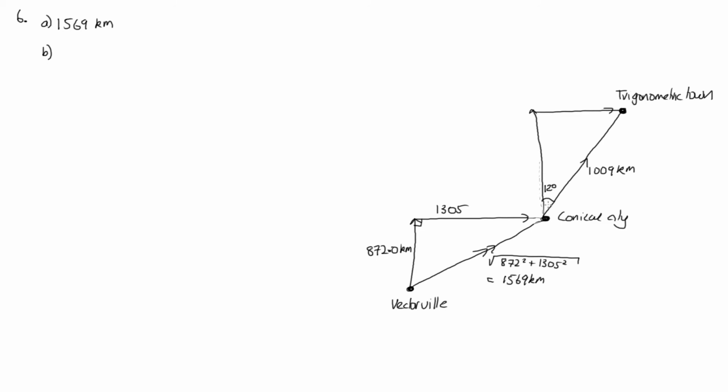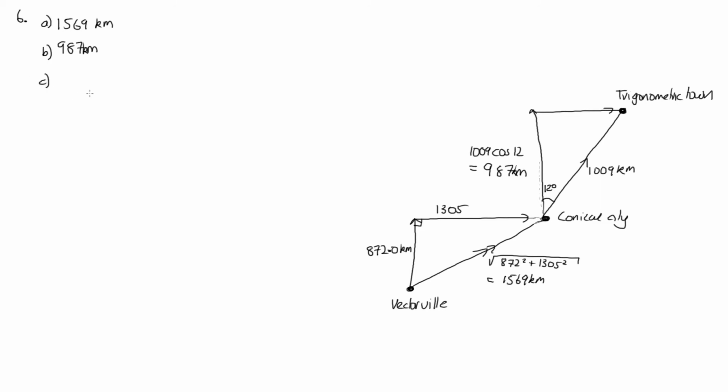So we have this angle, and this is the adjacent side to this angle, and we know what the hypotenuse is. So to find the length of the northerly component here, we can use 1009 times cos of 12, and solving that on the calculator we get 987 kilometers. So 987 kilometers is the answer to that.